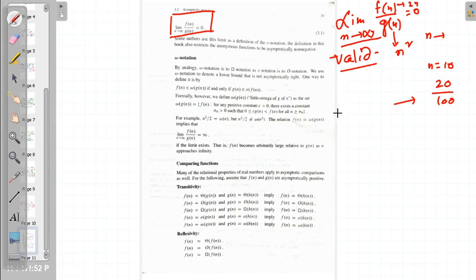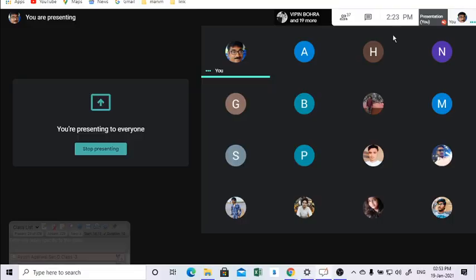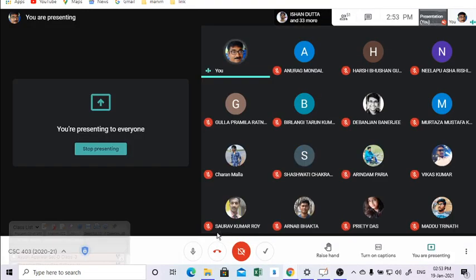Whenever we talk about algorithm analysis, we talk about larger and larger values of n, right? So this is the little o notation. One more notation is left, the little omega notation, that we'll be doing in the next class. Then we'll be going to the divide and conquer chapter. If you have any question right now, you can ask me.